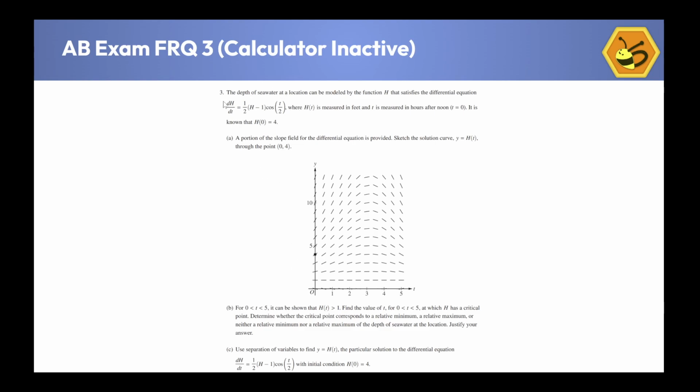Let's read the question first together. The depth of seawater at the location can be modeled by the function h that satisfies the differential equation dh over dt equals 1/2 (h minus 1) times cosine of t over 2, where h(t) is measured in feet and t is measured in hours after noon, t equals 0. We're given that h(0) is 4. So they plotted it on the plot for us. A portion of the slope field for the differential equation is provided. Sketch a solution curve y equals h(t) through the point (0, 4). So we just start at (0, 4) and sketch a graph.